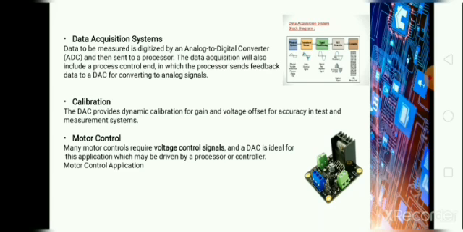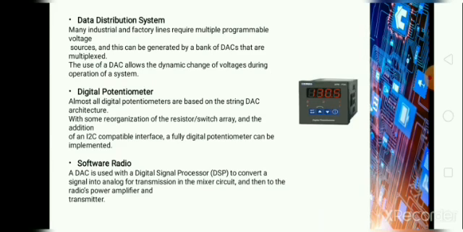Calibration. The DAC provides dynamic calibration for gain and voltage offset for accuracy in test and measurement systems. Motor control. Many motor controls require voltage control signals, and a DAC is ideal for this application, which may be driven by a processor or controller. Data distribution system. Many industrial and factory lines require multiple programmable voltage sources, and this can be generated by a bank of multiplexed DACs. The use of a DAC allows the dynamic change of voltage during operation of a system.